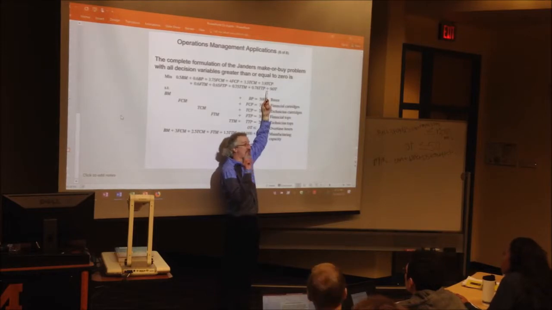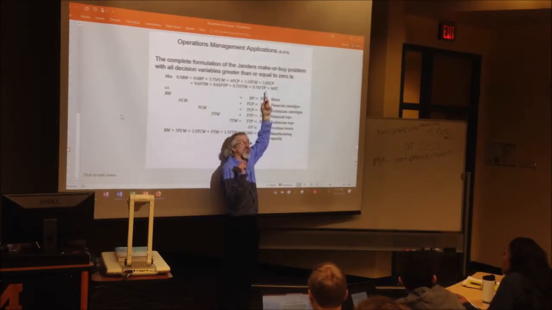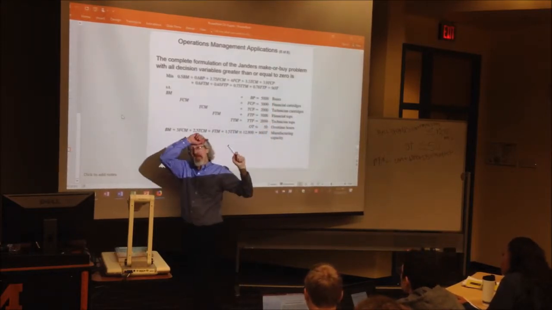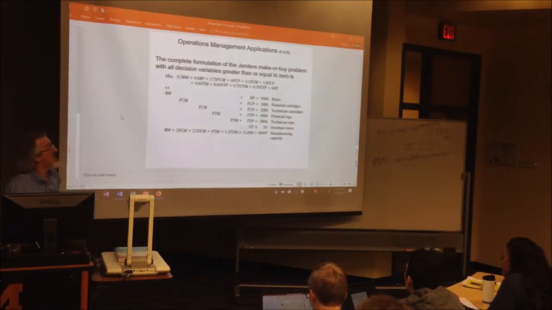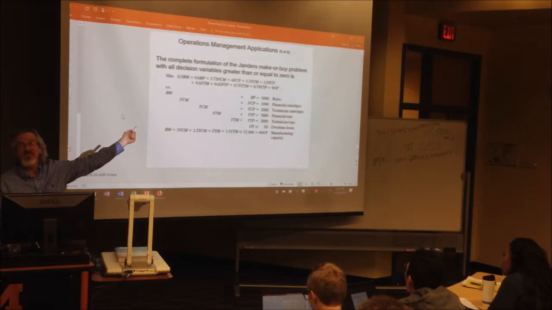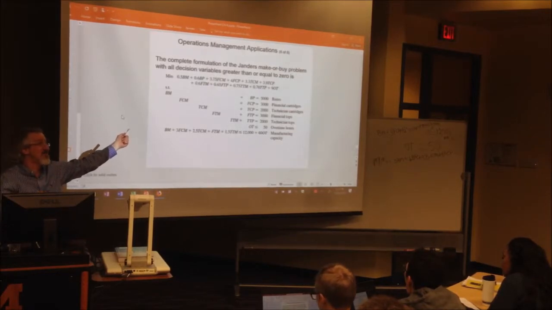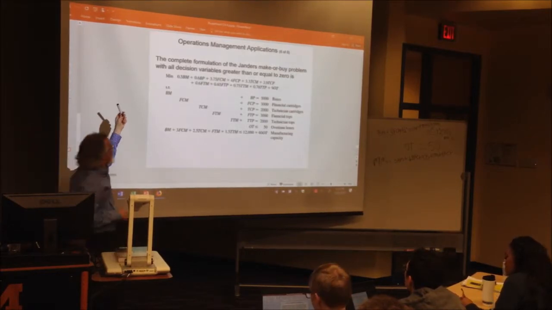$9, the story says, for every hour of overtime, it's going to cost us $9. So however many hours of overtime we schedule, it's going to cost us $9. So we have it in the objective function, because that's what we're trying to minimize: our cost.